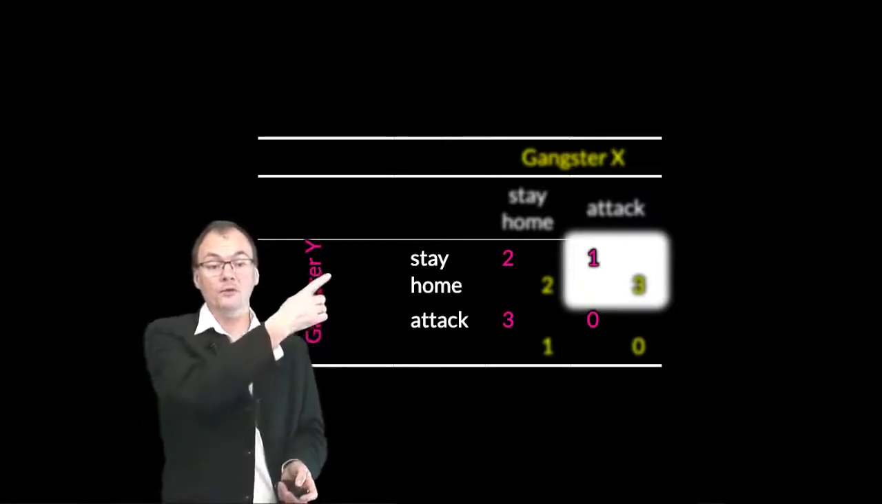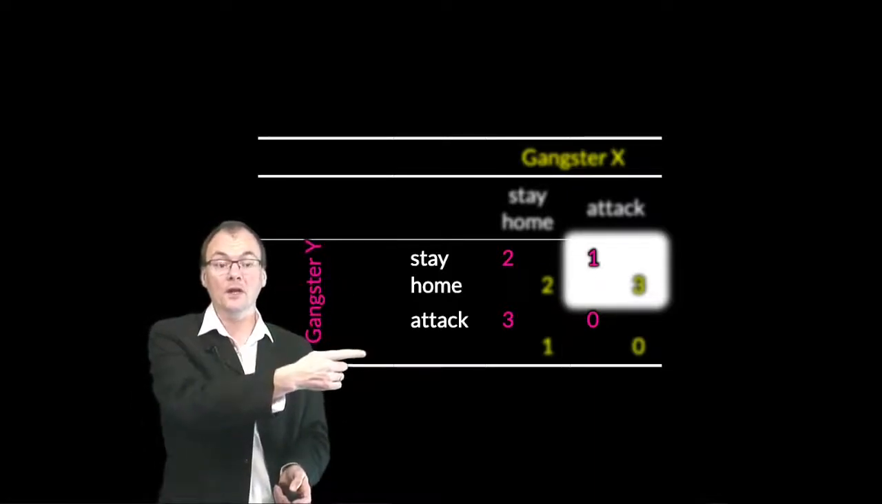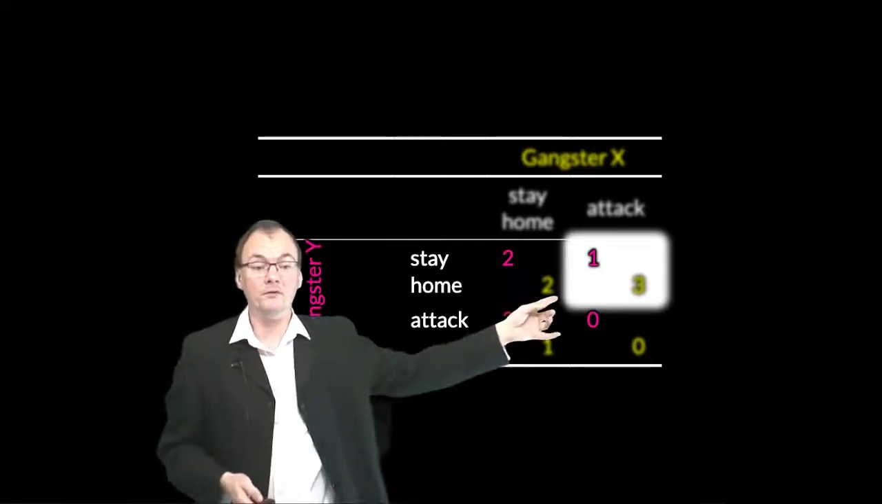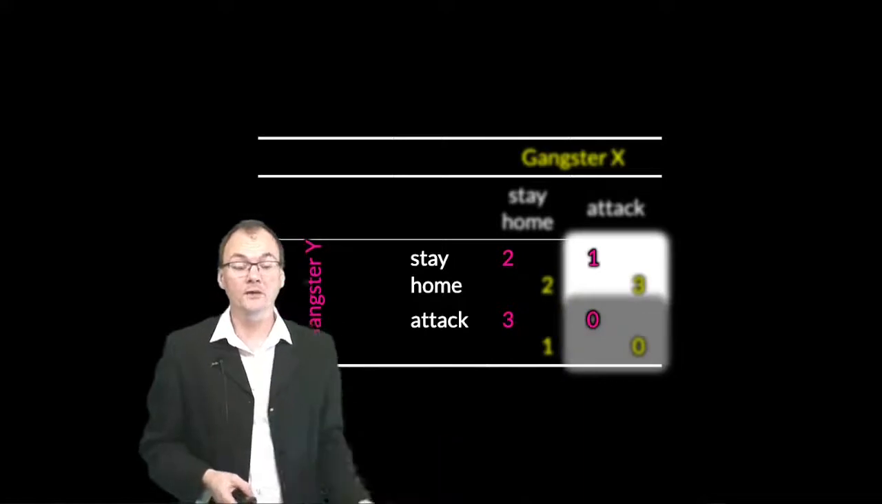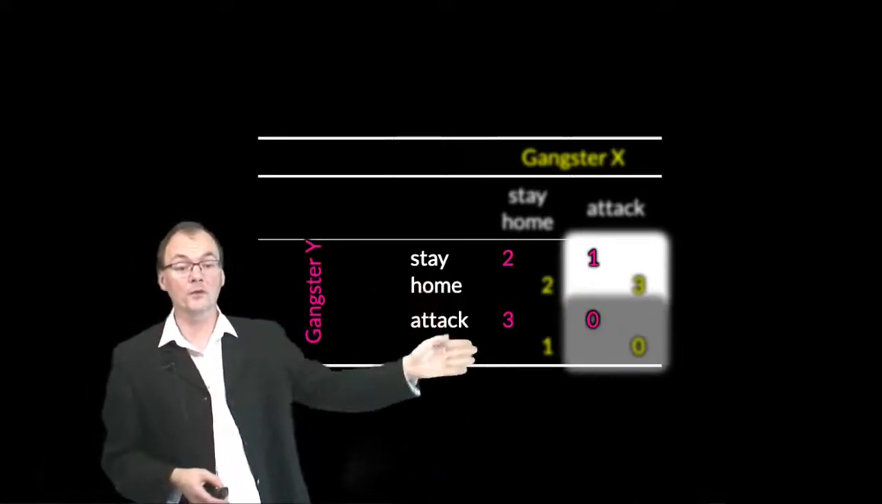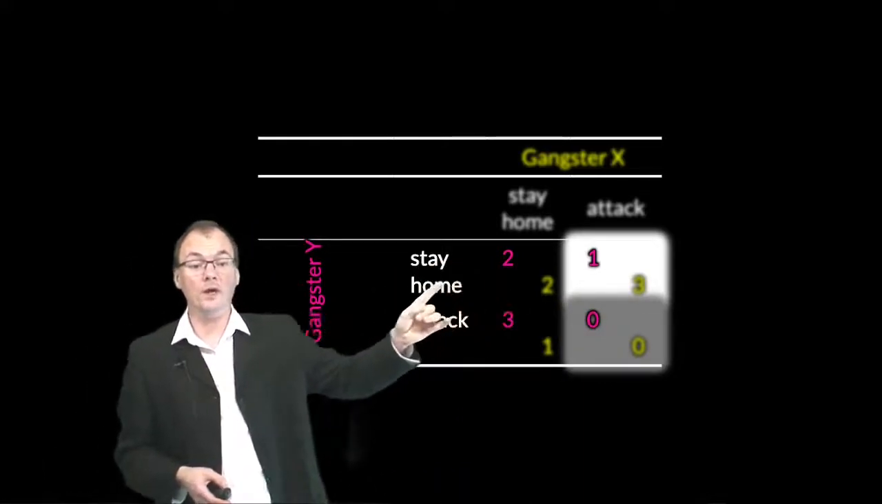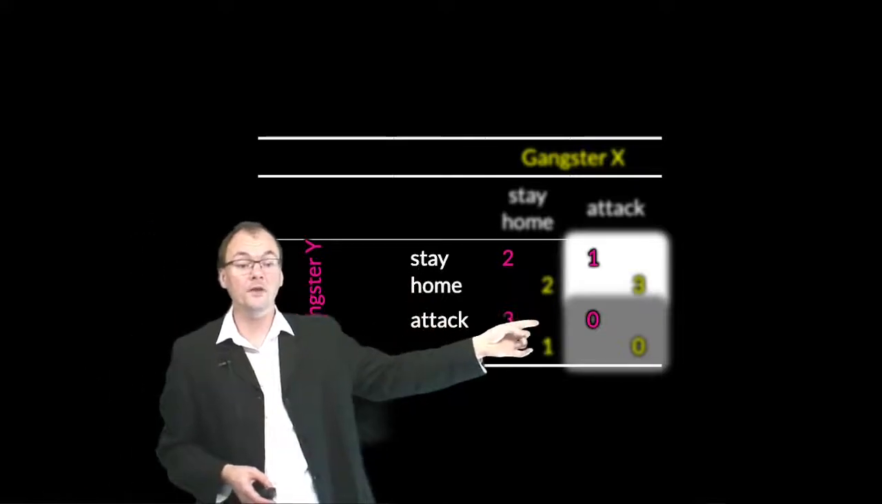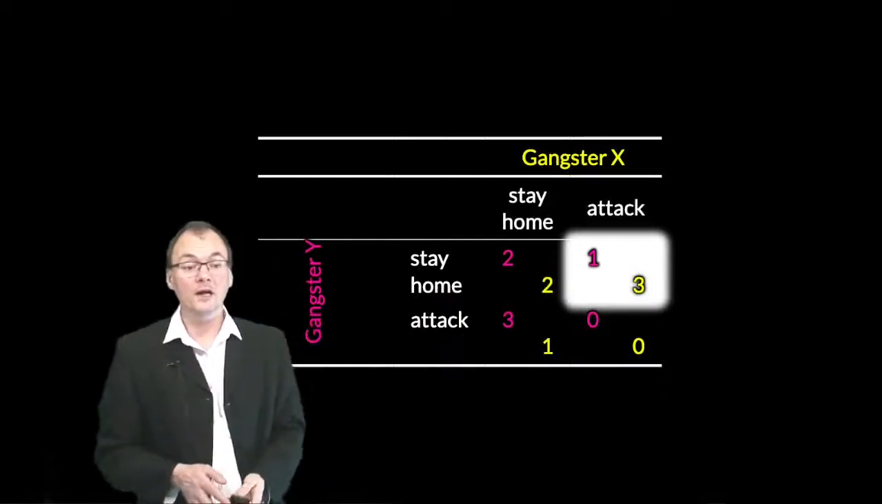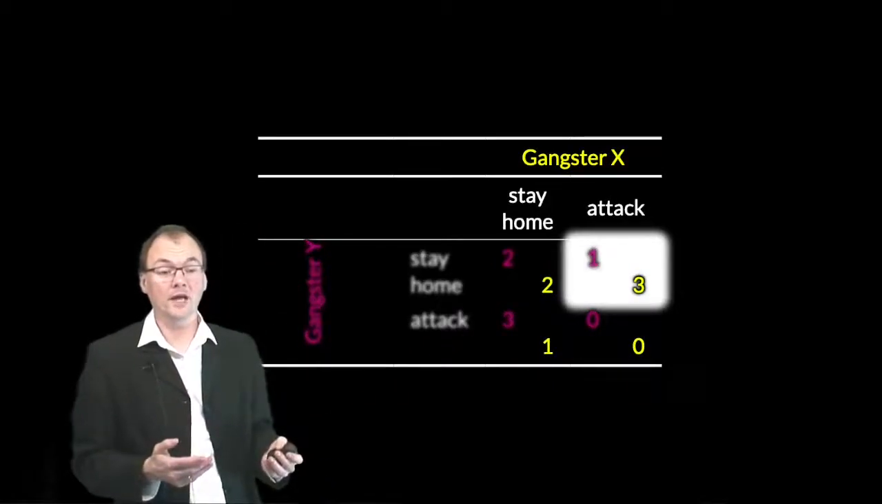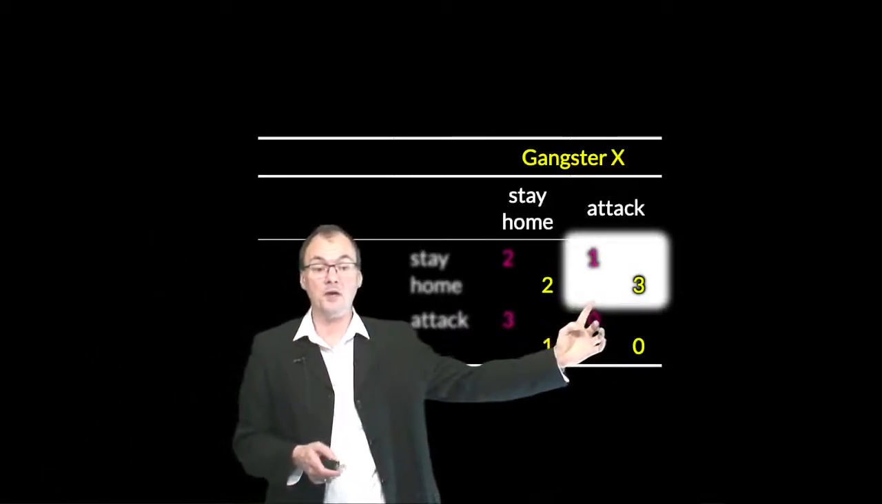Gangster Y controls the Y-axis only. So if gangster Y wants to deviate from this choice, we take this as a starting point and ask, could gangster Y do better? The answer is no, because gangster Y can only move on the Y-axis. If gangster Y moves from staying at home to attacking, things get worse for gangster Y. All right, very good. Now take a look at the perspective of gangster X. Gangster X is over here attacking.